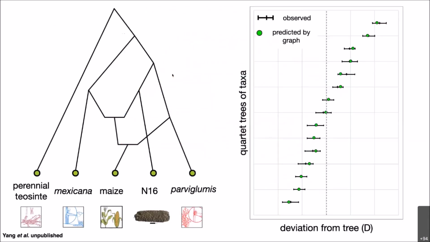This graph, although cartoonish and missing some of the subtleties and complexities of the real data, nonetheless fits the data pretty well. So the observed data here, these are different quartets of trees that you could make from this. The observed D statistics from those trees are shown in black, and the predicted from the graph is shown in green. So it fits the data reasonably well, suggesting that this tree is at least plausible.